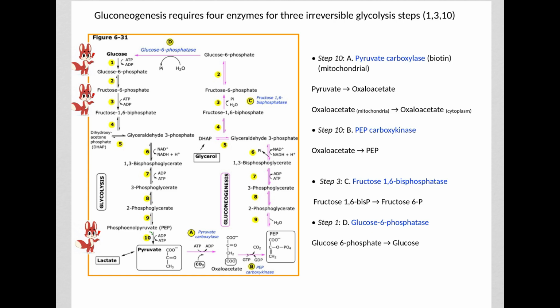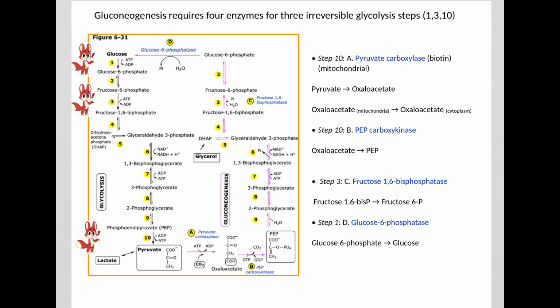So step number 10 is overcome by two enzymes, pyruvate carboxylase and PEP carboxykinase, while step number 3 is overcome by the enzyme fructose 1,6-bisphosphatase of gluconeogenesis, and step number 1 of glycolysis, that is irreversible, that is reversed by using the enzyme glucose 6-phosphatase in gluconeogenesis.